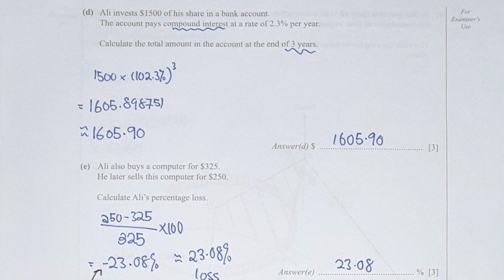So for the next question, the keyword here is compound interest, and they are looking for the total amount. Okay, so all you need to do is to take 1,500 times 102.3% to the power of 3. Then you will get your final result as 1,605.9.